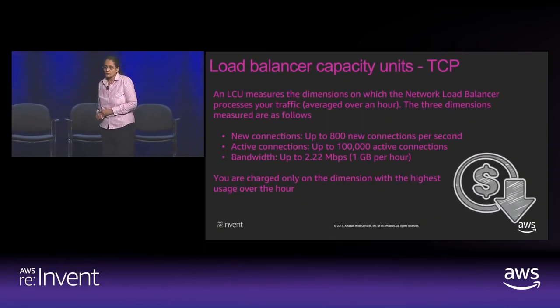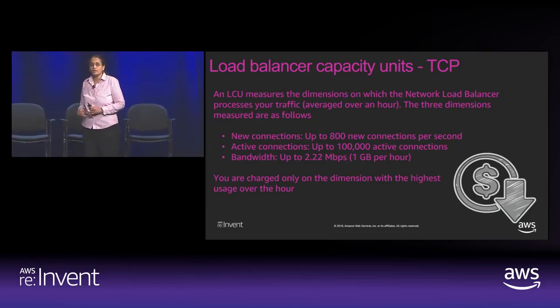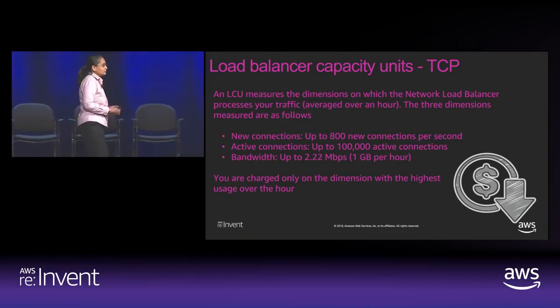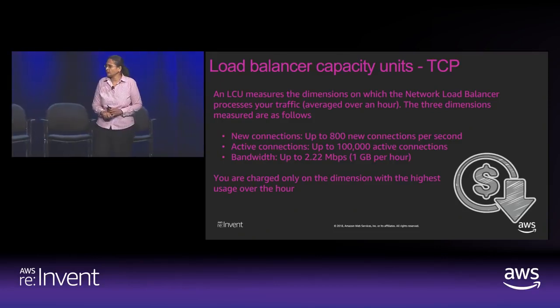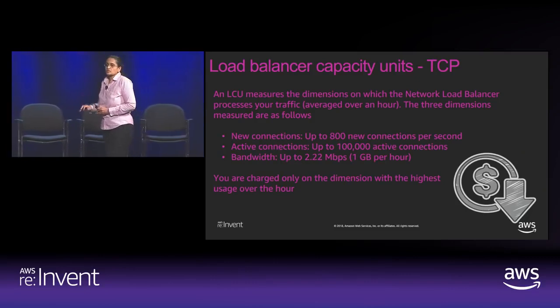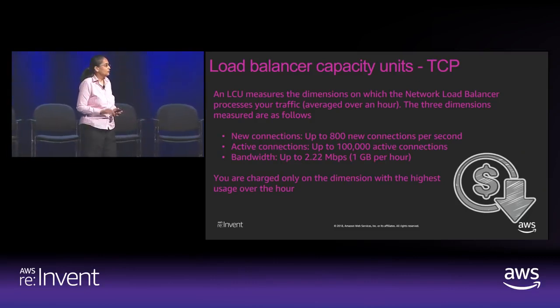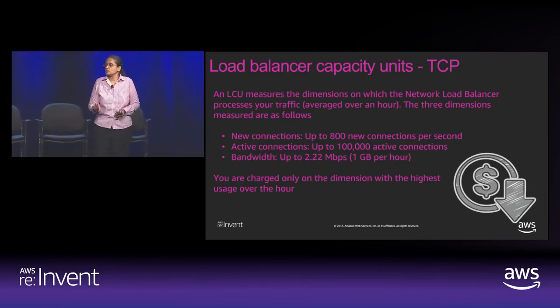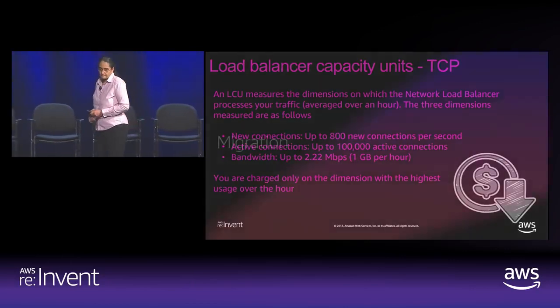In the LCU here, you're actually getting 800 new connections per second instead of the 25 new connections on the application load balancer. And you get 100,000 active connections instead of the 3,000 active connections on the application load balancer. Because it's high throughput, high bandwidth, we priced it differently. And the bandwidth price is also 25% cheaper than the application load balancer. So it's ideal for these high throughput, high connection, long living connection kind of applications.